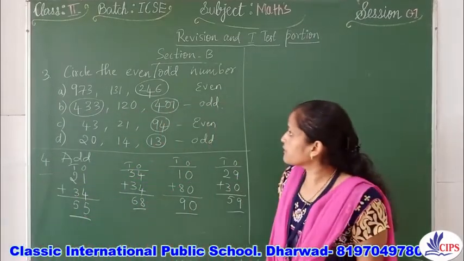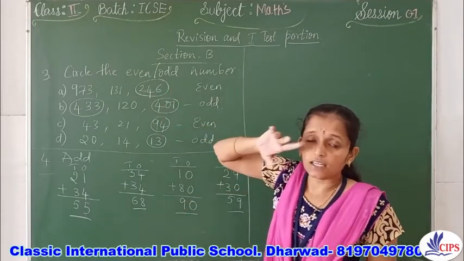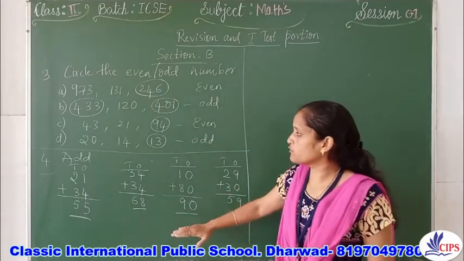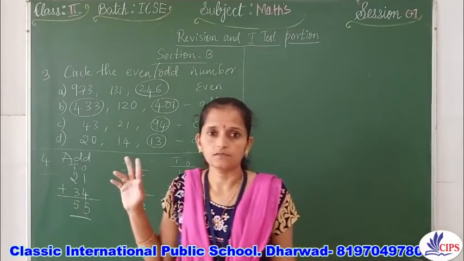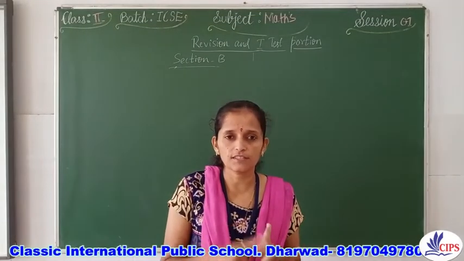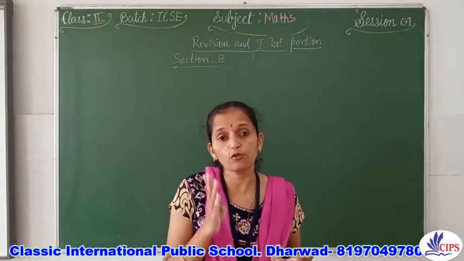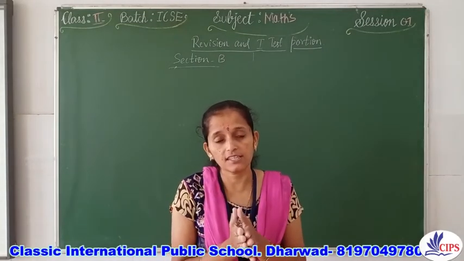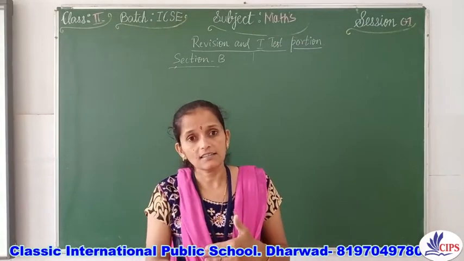So children, we have covered up to the fourth question here. Third main, circle even or odd. In the fourth question you have addition, which is simple addition. In the first session we have covered section A, fill in the blanks and match the following, and in section B we have covered only up to 4 questions. The rest of the part will be continued in the next session.